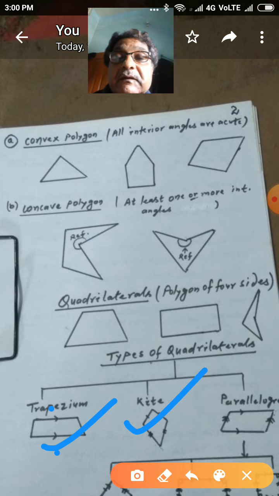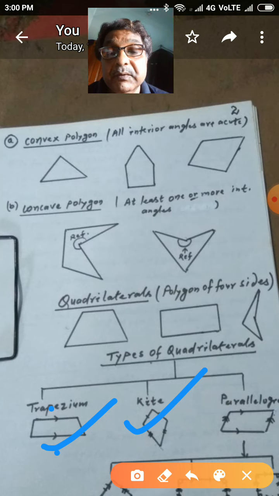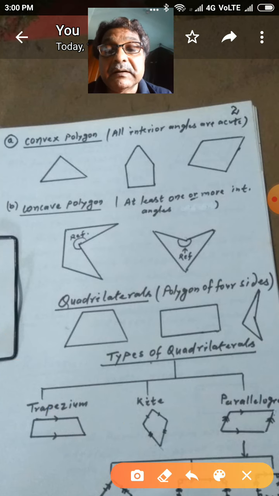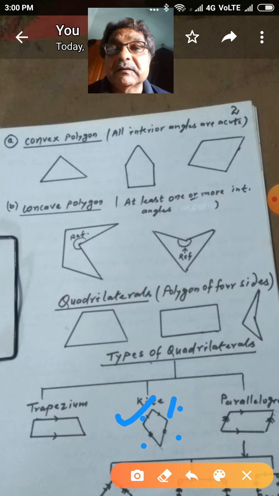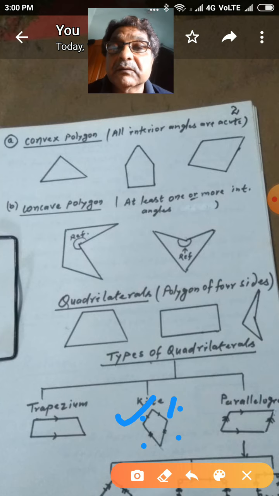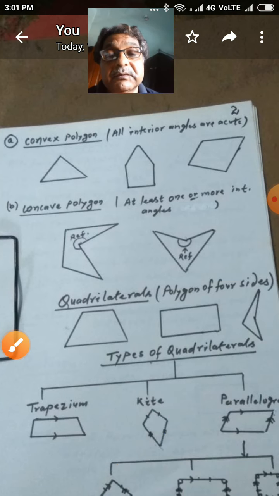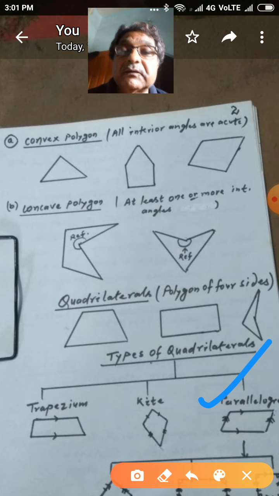The second category we see is kite. It is well known. So what are the properties of a kite type of quadrilateral? Actually, its two adjacent sides upper, that is one pair, and the lower two adjacent sides, that is the lower pair. Both pairs of adjacent sides are equal. Although here diagonals are not drawn, if we draw the diagonals, then the horizontal diagonal will be bisected by the vertical diagonal.